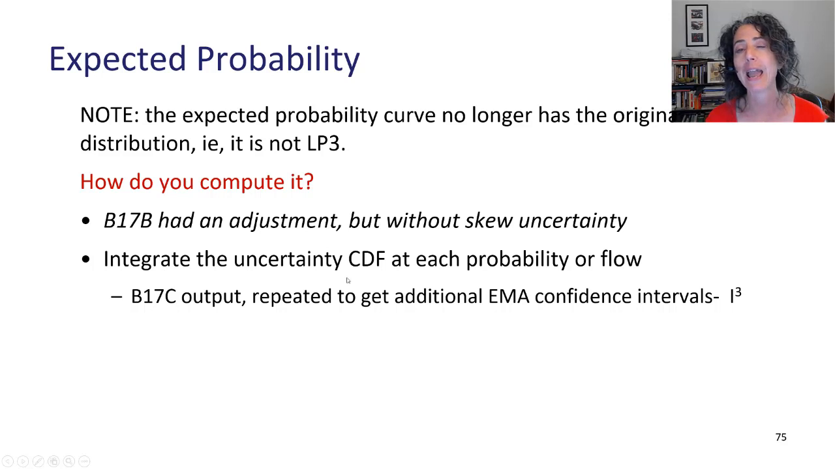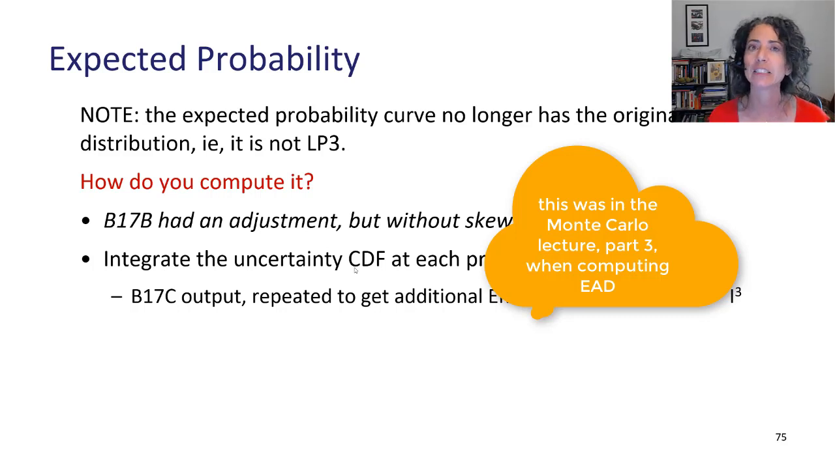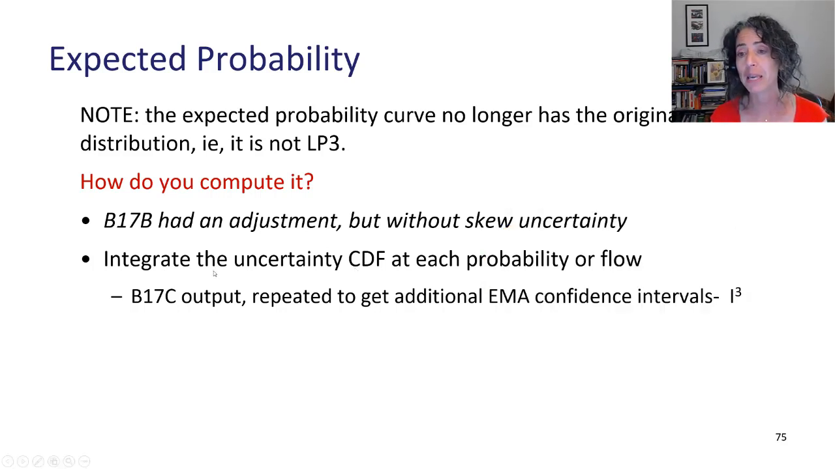Another approach would be to integrate the uncertainty CDF. Right. So remember, I said if you have a CDF, the area between the CDF and the probability axis is an estimate of the mean. So that's one way to get the mean, but to get that CDF of uncertainty at each probability or at each flow, we can do the Bulletin 17C analysis over and over again with different pairs of confidence intervals. So the default is a 90% confidence interval, but you could do a 30, 40, 50, 60% confidence interval, get all of those values and build the CDF of uncertainty at each flow or at each probability, and then integrate them. And that method is referred to as I cubed.